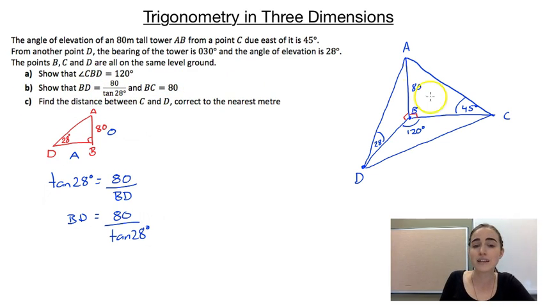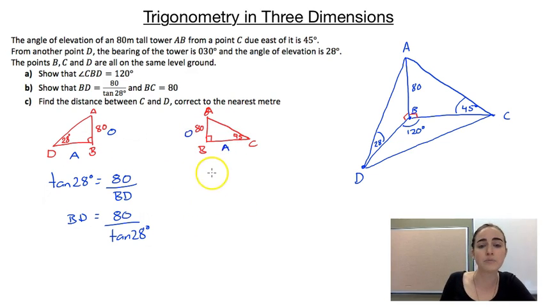To prove this second bit, I'm going to draw in this triangle. So this one's already pretty clear here, but I'm just going to draw it again as our 2D version just to make it really clear what we're doing. So we've got B, C, A. That's an A, not an 8. And we've got our 80 metres here and our 45 degree angle of elevation. So again, this is going to be our opposite and our adjacent. So it's a tan problem again.